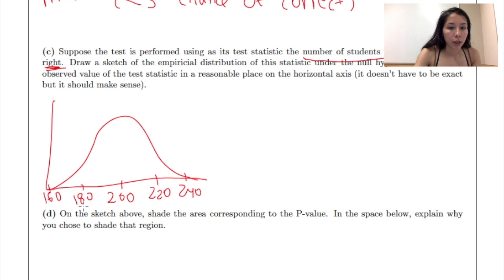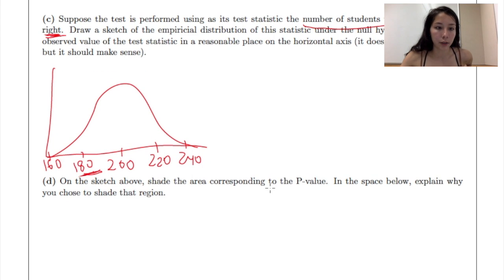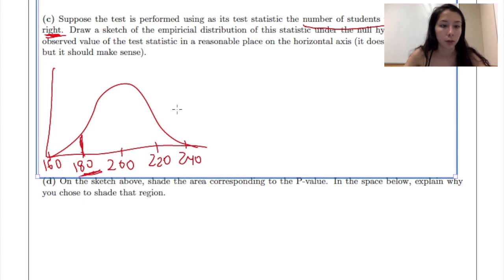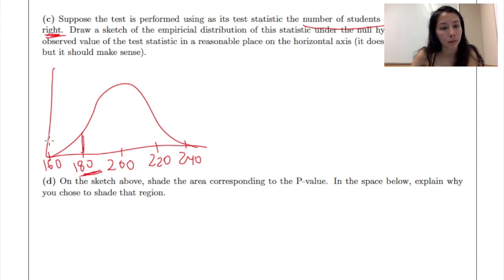And then on the sketch above, shade the area corresponding to the p-value, and explain why you chose to shade that region. So the p-value is going to be the results that are more extreme than or equal to what was actually observed in the test statistic. In the observed test statistic, 180 kids got the answer right, and anything more extreme is going to be less than 180, so it's going to be this area. Equal or more extreme.